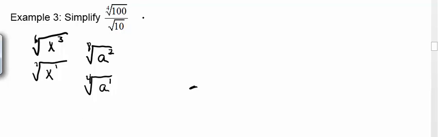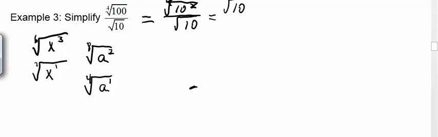Now let's look at the problem we have. Here we have the fourth root of 100. We know we can break 100 down into 10 squared. So again, we have the fourth root of 10 squared over the square root of 10. Since 2 divides into 2 and 4, we can reduce both of these by factors of 2. So now we have the square root of 10 over the square root of 10, which equals 1.